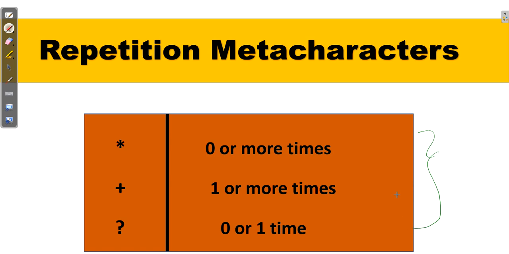Repetition meta characters allow us to have matches of infinite repetition. So it can match 1 time, 2 times, 3 times, 4 times, it doesn't really matter. It makes the repetition meta characters a very useful tool for writing regular expressions.